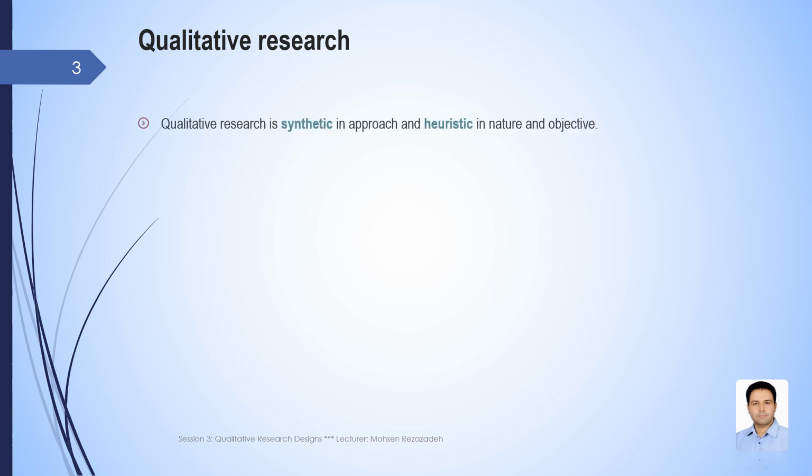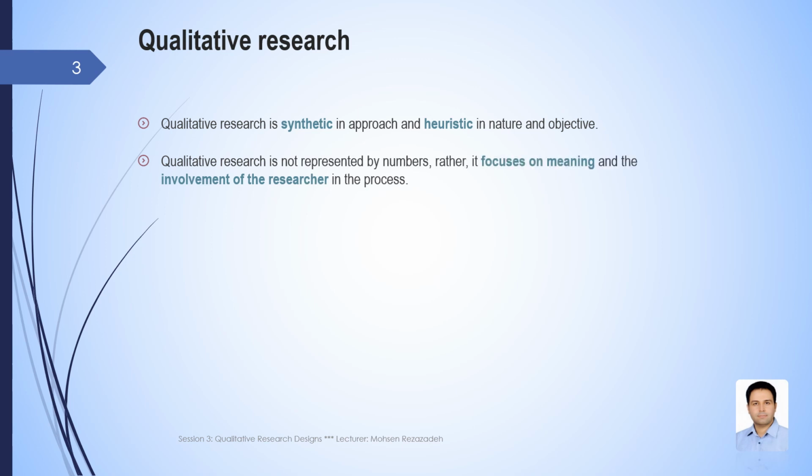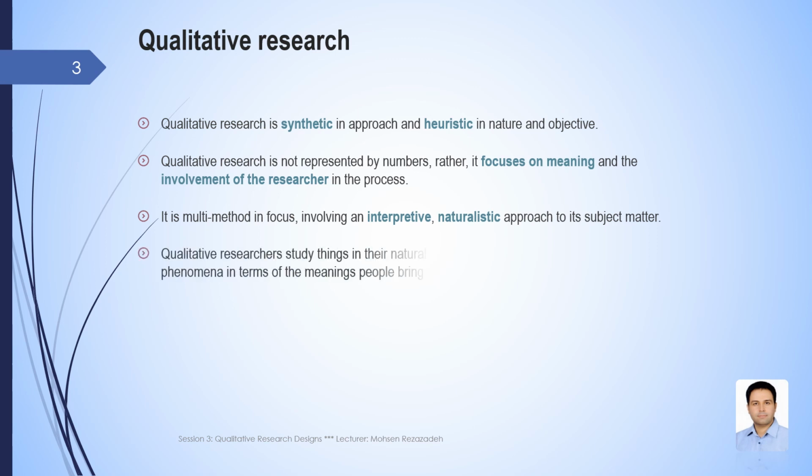Qualitative research is synthetic in approach and heuristic in nature and objective. In fact, qualitative research is not represented by numbers like in quantitative research. Rather, qualitative research focuses on meaning and the involvement of the researcher in the process. It is a multi-method approach. In fact, it involves an interpretive naturalistic approach to its subject matter. We should say that qualitative researchers study things in their natural settings without changing anything like in other experimental studies.